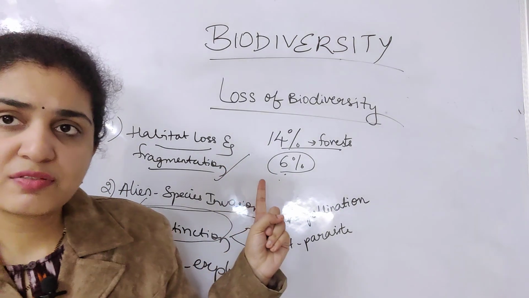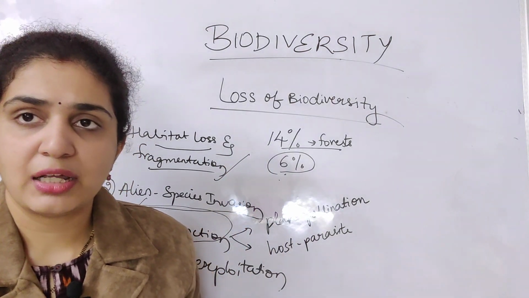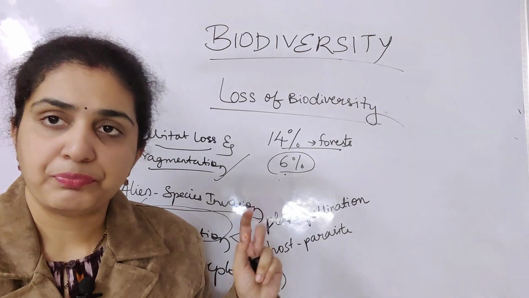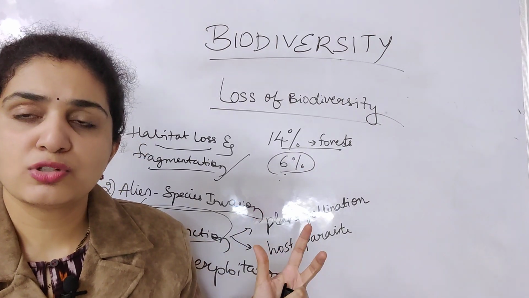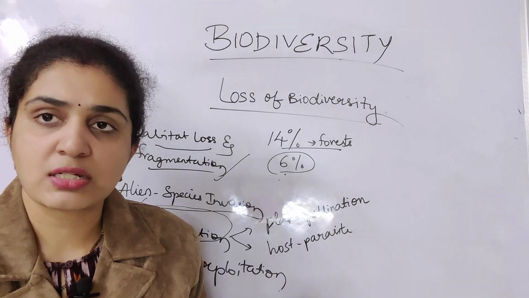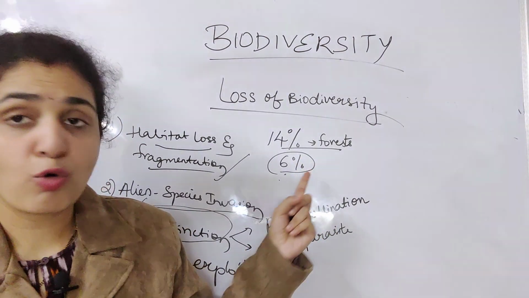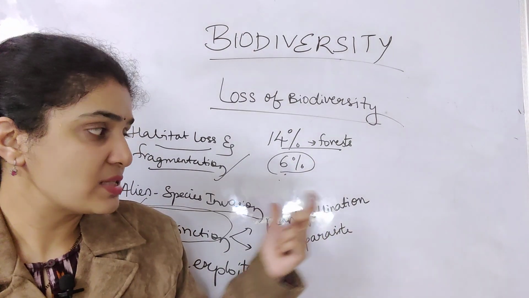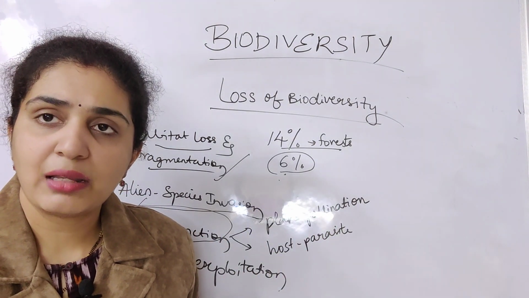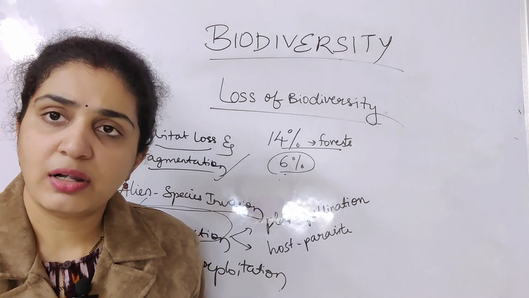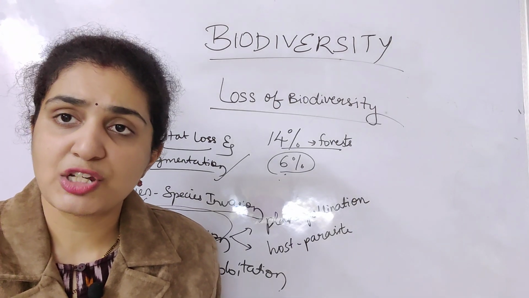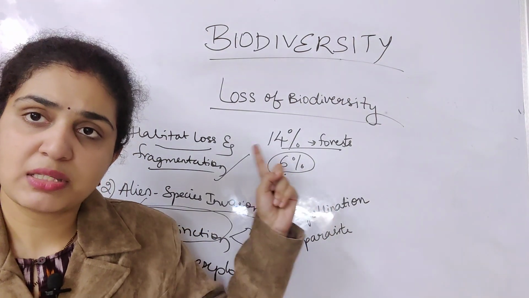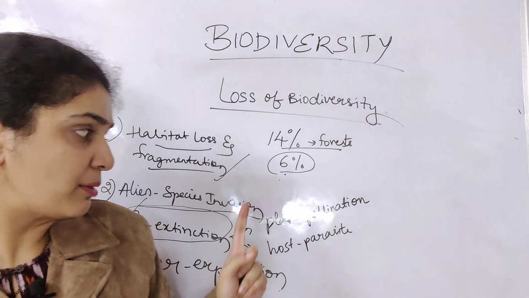So, first we started with habitat loss and fragmentation. In that, we have given a common example of the Amazon rainforest. Before, tropical rainforests used to cover 14% of the Earth's land surface. Now they are only 6%. Why is this happening? Because of so much deforestation for cultivation of soya beans and all. And the important exam question is habitat loss and fragmentation.